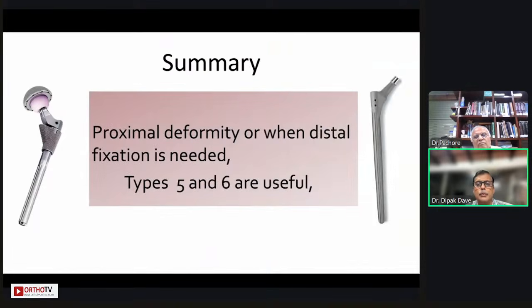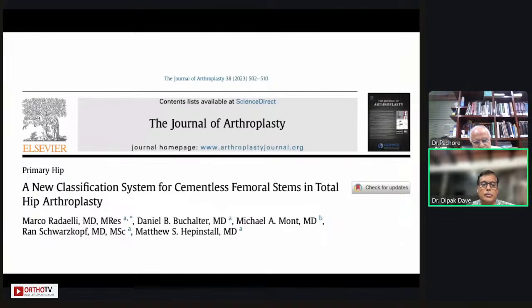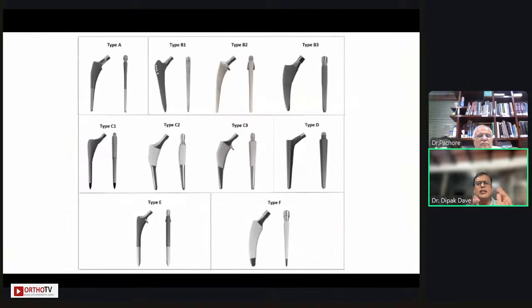To summarize, in the primary situation, if proximal deformity is there or when distal fixation is needed, have a type 5 and a type 6 stem, either a modular stem or a titanium distal loading stem. A new classification came out in 2023. It has been published about these femoral stems. Again, it is almost like a repetition, but they have classified into A, B1, B2, B3. But to put it in a nutshell, you need a type 2 and type 3 stem on your shelf.